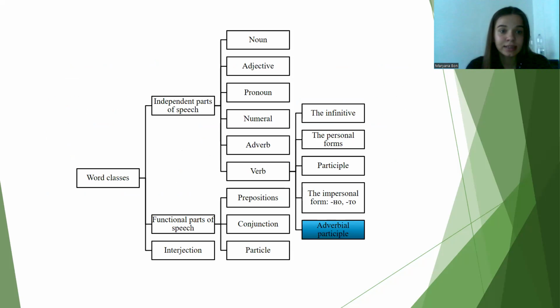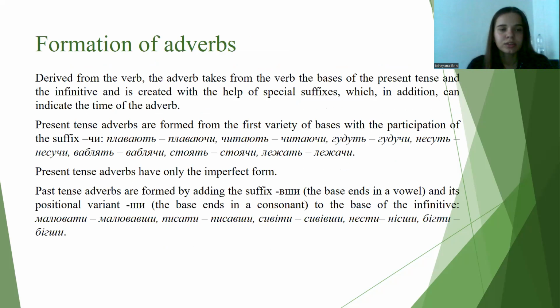Let's look at the diagram for classes. Formation of adverbs. Derived from the verb, the adverb takes from the verb the basis of the present tense and the infinitive, and is created with the help of special suffixes, which in addition can indicate the time of the adverb. Present tense adverbs are formed from the first variety of bases with the participation of the suffix «чи»: плавають — плаваючи, читають — читаючи, гудуть — гудучи, несуть — несучи, ваблять — ваблячи, стоять — стоячи, лежать — лежачи. Present tense adverbs have only the imperfect form.